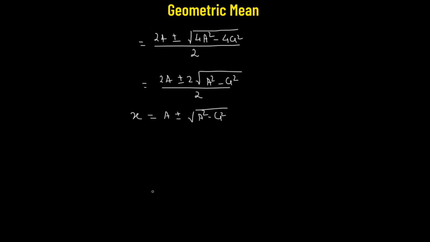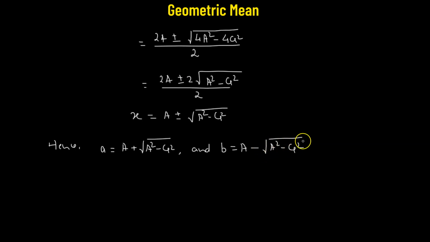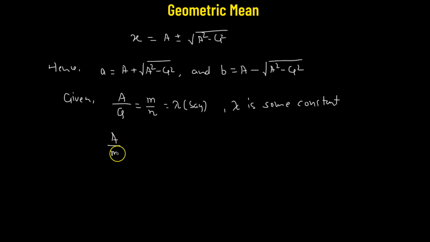So these are the two roots, and we have already specified that a and b are the roots of the quadratic equation. Hence we can say that a will be equal to A plus the square root of A squared minus G squared, and b will be equal to A minus the square root of A squared minus G squared. Now, it's also given in our problem that the ratio of the arithmetic mean to the geometric mean is m over n. Since it's a ratio, we can take it to be equal to some constant lambda. So we can rewrite this ratio as A over m equals G over n equals lambda. So A equals lambda m, and similarly G equals lambda times n.